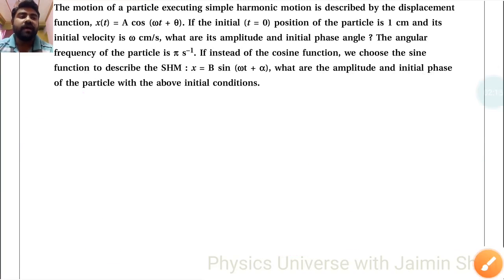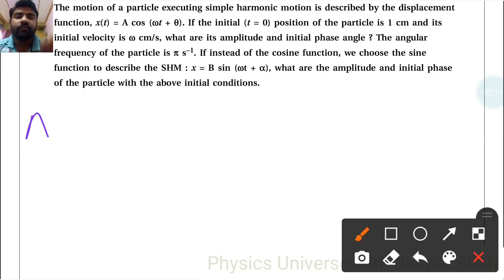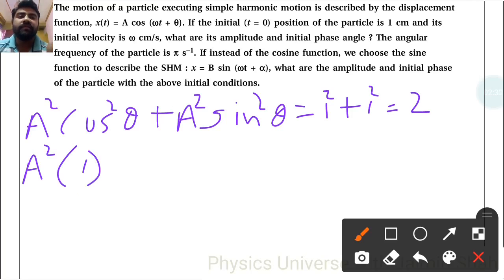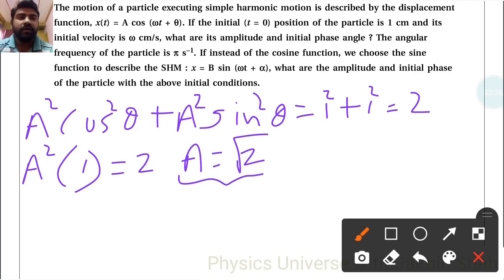Now squaring both the equations and summing them, A square cos square θ plus A square sin square θ is equal to 1 square plus 1 square, which is equal to 2. A square common, cos square θ plus sin square θ will be 1, so A square is equal to 2. So A is equal to root 2. That is the amplitude, right?